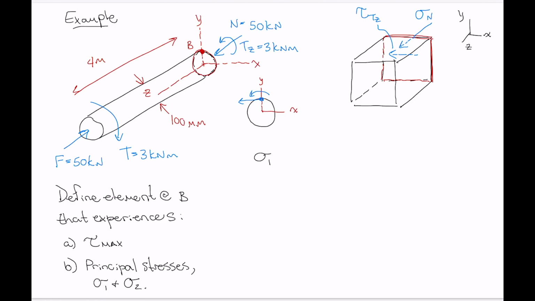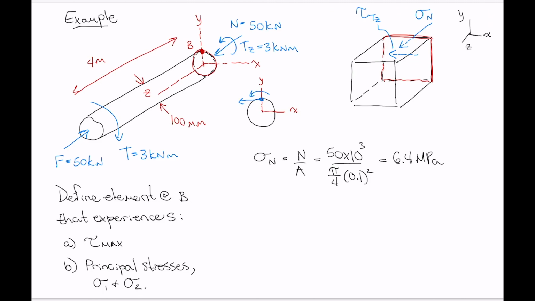So we've got sigma subscript n is equal to N divided by A, which is 50 times 10 to the 3 divided by pi over 4 d squared, 0.1 squared. And that is giving a value of 6.4 megapascals.